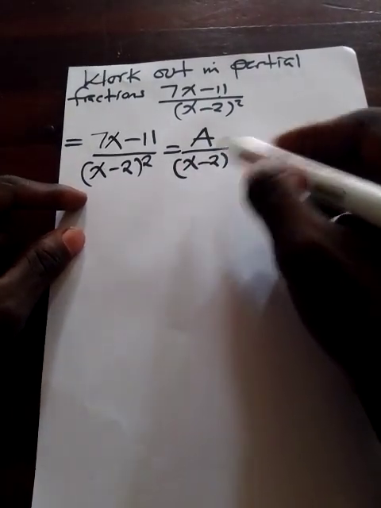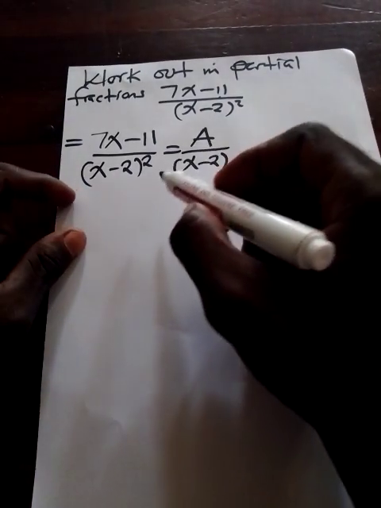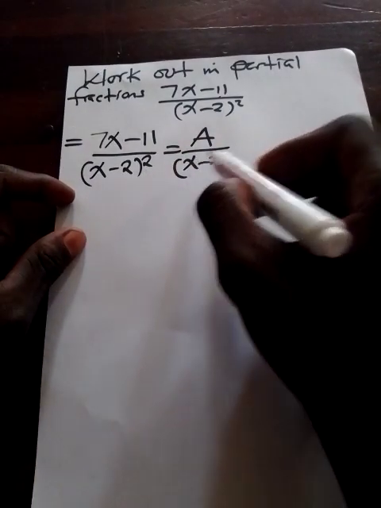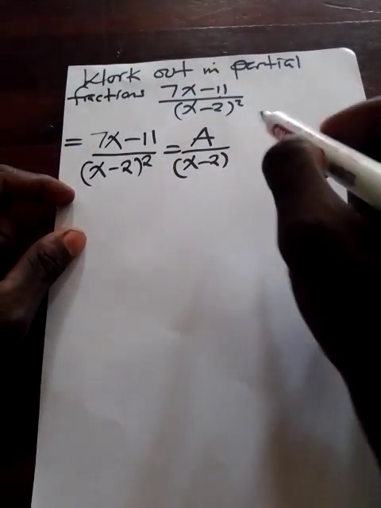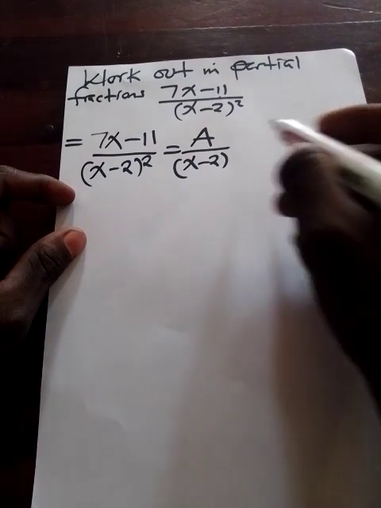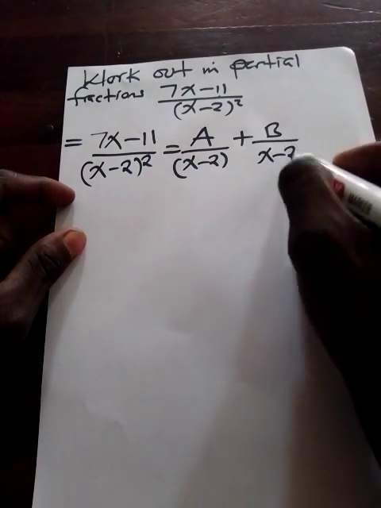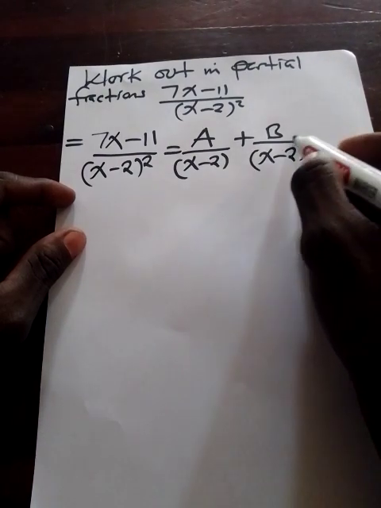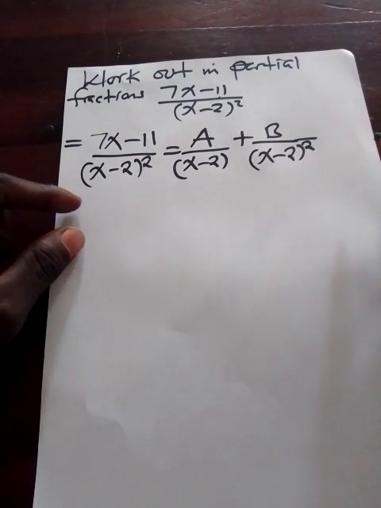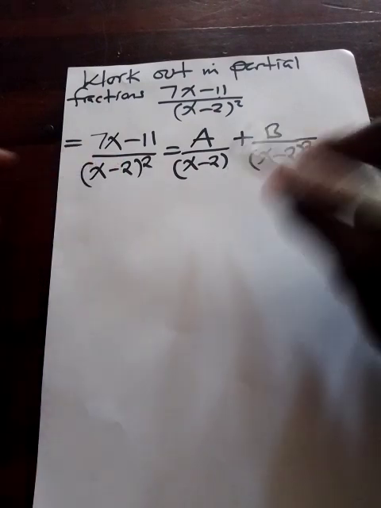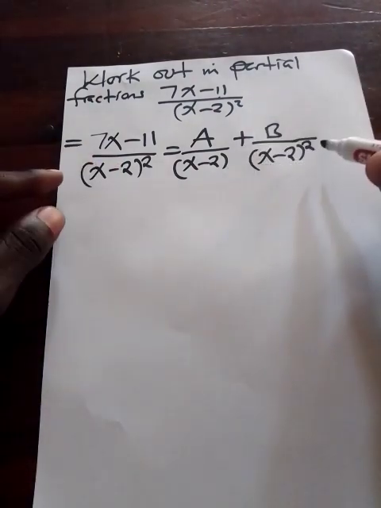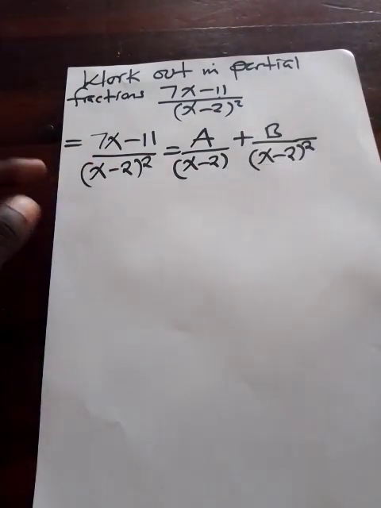Now we are assuming the original denominator for this function is just x minus 2, before it was repeated. This is why we've written it like that. Then plus B over x minus 2, and this time around we write the repeated one. We start with the original denominator before it became repeated, then on the other side we must show that it was repeated. This is how we separate this in repeated linear factors.